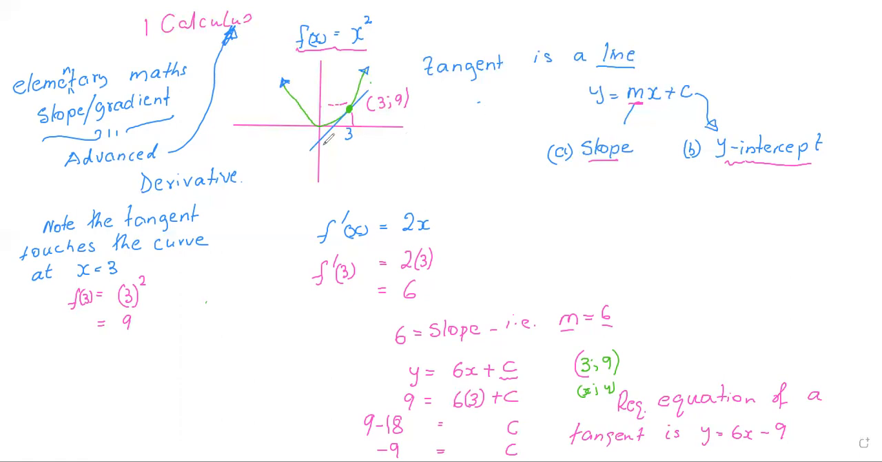One is that the y-intercept is going to be negative. In any way, we got -9. You should be happy somewhere. And that gives you the equation of the tangent to the curve f of x at x equal to 3.